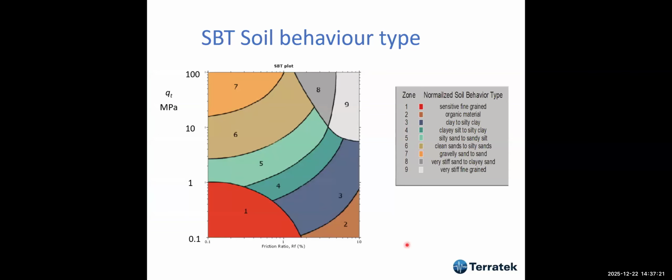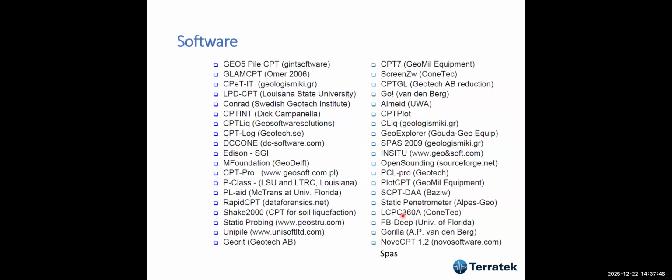Then, sometime in the 90s, I don't remember when it was released, but a few years later, Peter Robertson came up with this idea of SBT, soil behavior type. It was a major development because then we could have these standard colors, which helps us a lot to identify the type of soils we are dealing with. And software became available. Until then, I used SigmaPlot. I'm going to show you how I did that.